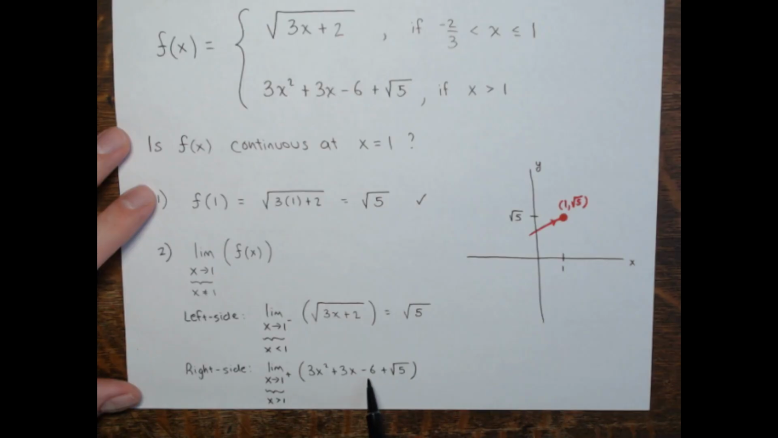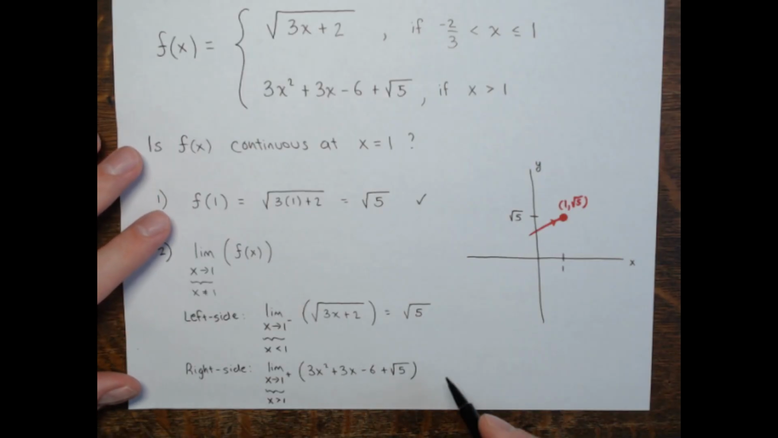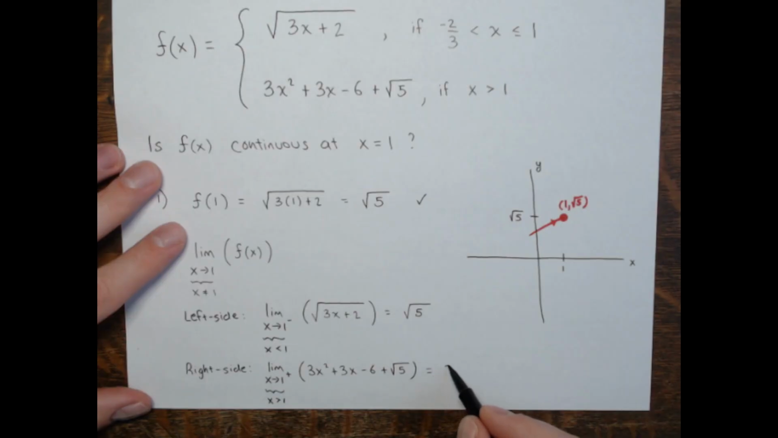Now, being that this is a polynomial, 1 definitely is in the domain of this, so I can apply the limit laws and just do a direct substitution here. This is going to be 3 times 1 squared plus 3 times 1 minus 6 plus the square root of 5. Well, this is just 3 plus 3, which is 6, minus 6 is 0, plus the square root of 5. This is just the square root of 5 again.